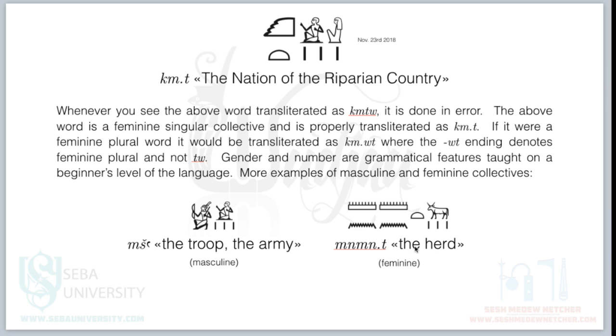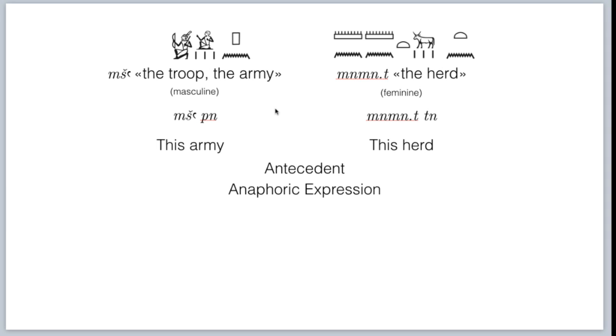The herd, feminine singular, or collective. So what if they were, how do we know that these are singular masculine and singular feminine? Well, likewise, in this example, we know it because of the same thing I just explained. We're speaking about anaphora again.